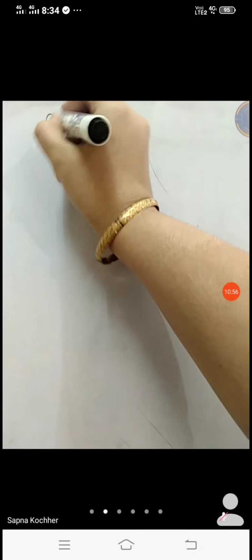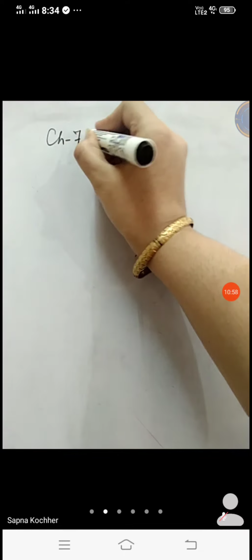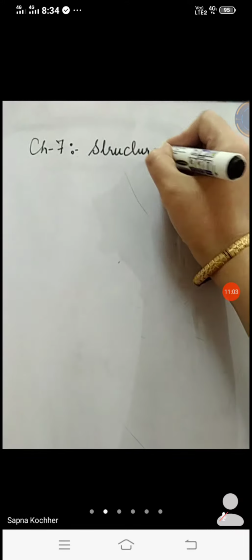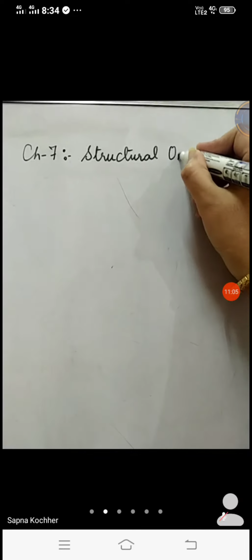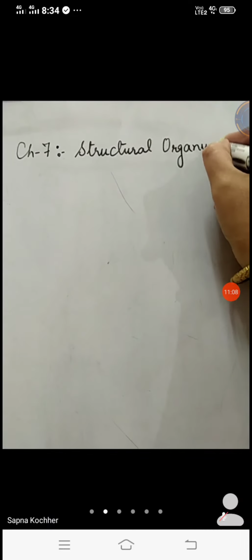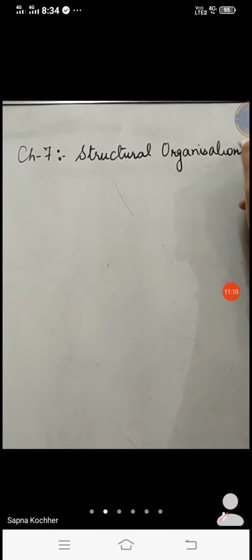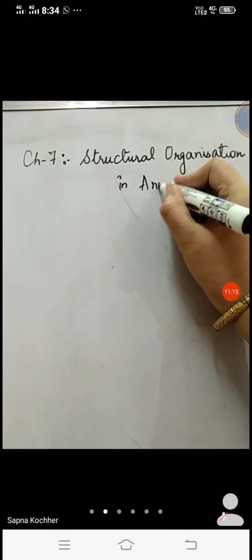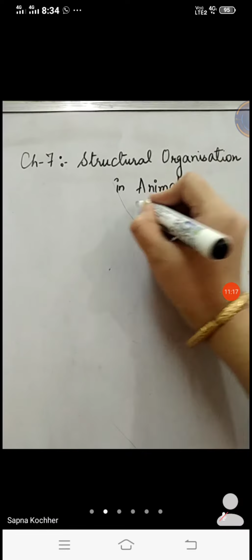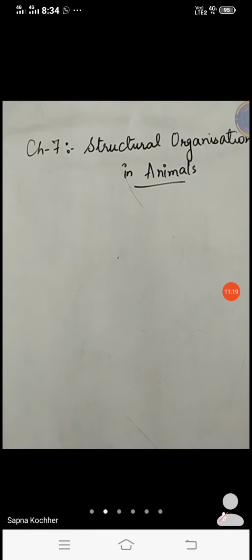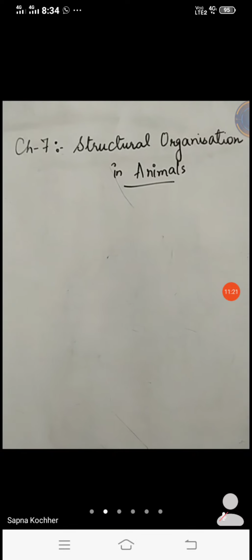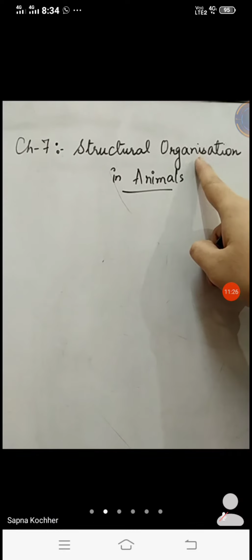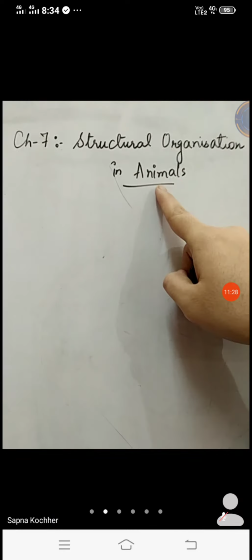Okay, so this is chapter number 7 of your NCERT books, that is, structural organization in animals. Structural organization in animals. The name itself says that we are to deal with the organization of the structure in the case of animals.